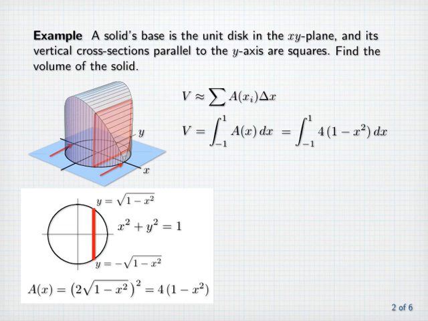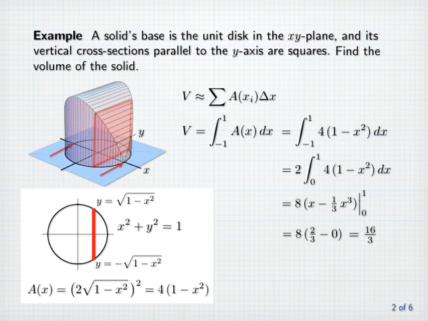We'll use symmetry here to rewrite the integral from -1 to 1 as 2 times the integral from 0 to 1. So, anti-differentiating, we have 8 times x minus 1/3 x cubed evaluated from 0 to 1, which equals 8 times 1 minus 1/3 minus 0, or 8 times 2/3, which is 16/3. This is the exact volume of the solid.